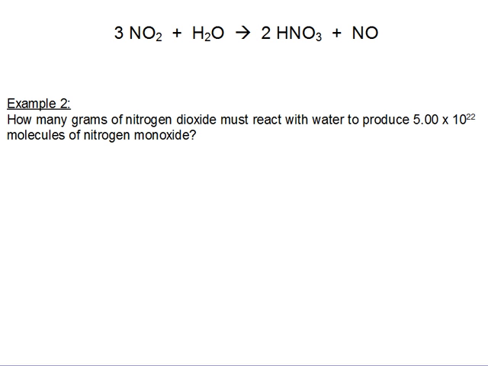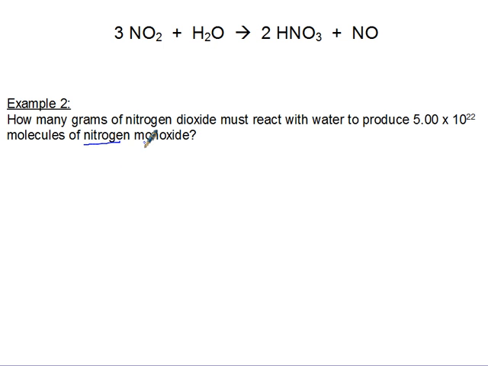Okay. All right, so example number 2. How many grams of nitrogen dioxide must react with water to produce 5.00 times 10 to the 22nd molecules of nitrogen monoxide? Oh, man, you're forcing it this time. I'm forcing it. Okay. So Mr. Herzog is once again going to write down our given and unknown information.